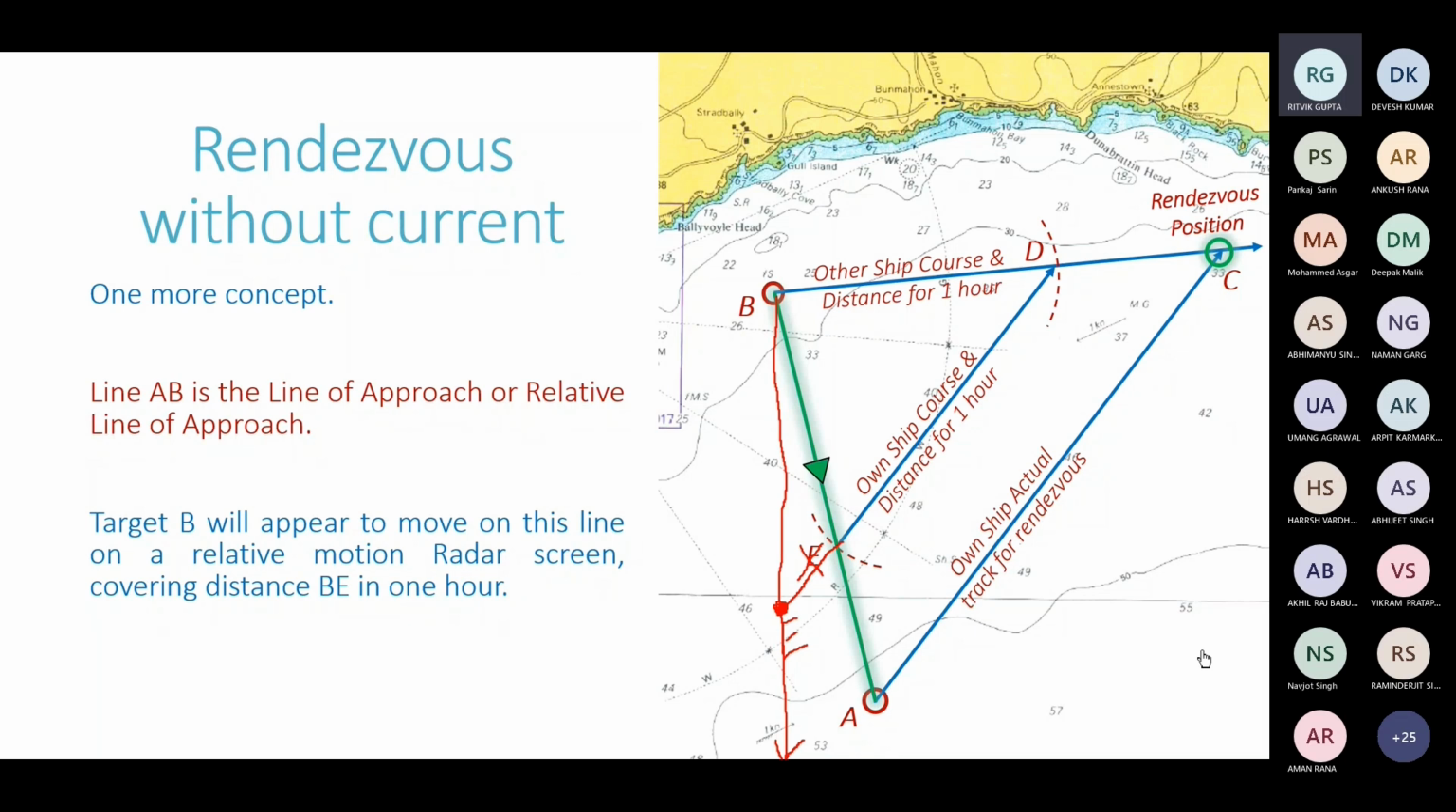Now in this case, the ships are not meeting up. There is no more a rendezvous question now. It is basically radar plotting being done on the chart. So once you have this line of approach made on the chart, you can find out the CPA and TCPA. How can we do that? From your ship position, that is point A, drop a perpendicular to this line of approach. I've just made that perpendicular on the chart.